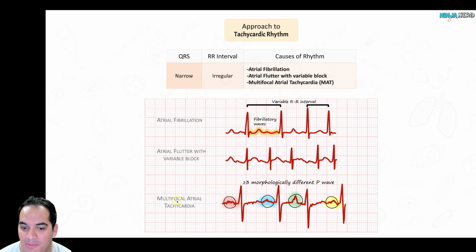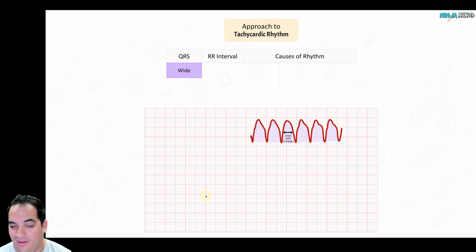The next one here is multifocal atrial tachycardia. Heart rate greater than 100 beats per minute, but here's the key difference. I will see P waves, but they'll all look different. If I have 3 or more morphologically different P waves with a tachycardia and an irregular rhythm, and it's a narrow QRS complex, it's likely multifocal atrial tachycardia. Again, this is very common in patients with COPD.